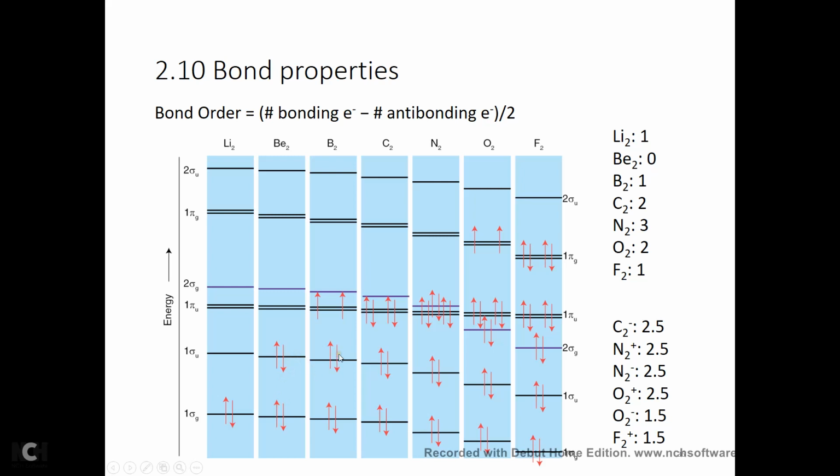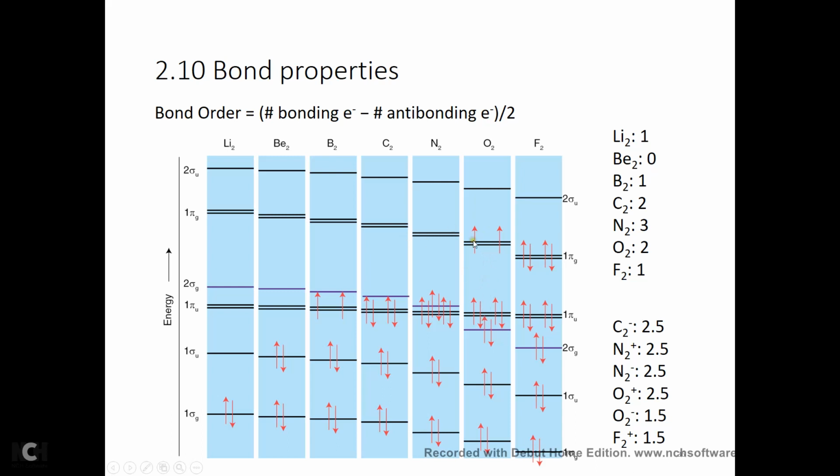Now let's look at boron 2. Now, this time, ignore this 1 sigma g and 1 sigma u because they cancel. 2 bonding electrons, you have a single bond. Carbon 2. Ignore this, you have 4 bonding electrons, the bond order is 2. Nitrogen. Well, ignore this, you have 6 bonding electrons, the bond order is 3. Ignore this for oxygen, you have 6 bonding electrons, 2 antibonding electrons, and then the bond order is 2.